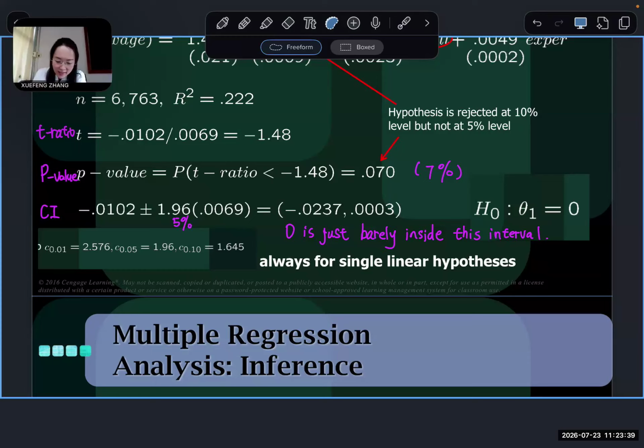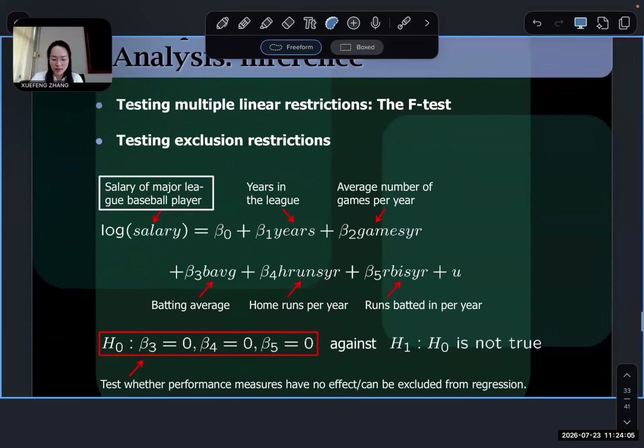And the last sentence said that this method, creating a new variable to turn a 2-coefficient hypothesis into a 1-coefficient test, always works, okay, always works for any hypothesis about a single linear combination of parameters. Very general, very useful technique. Keep it in your toolbox. Next one.